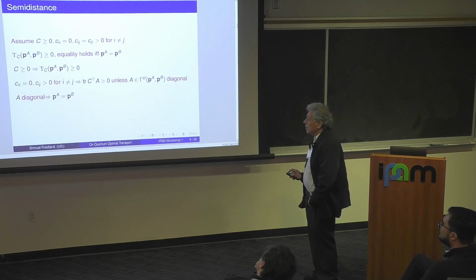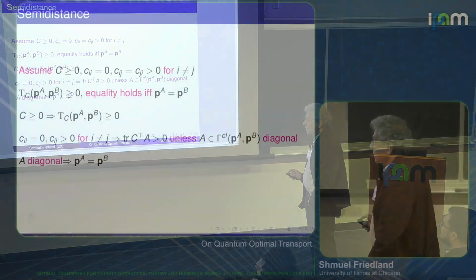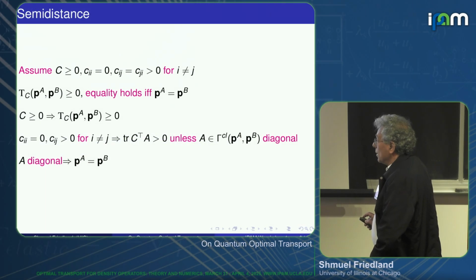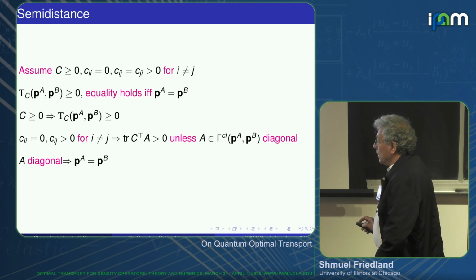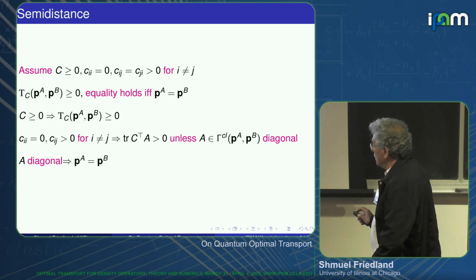Okay, then the semi-distance for C would be just this condition that Cii is 0 and Cij equals Cji, symmetricity and positive. Now then you can show that this TCPA is greater or equal 0, and if equality holds, this would be 0 if and only if PA equals PB. But then you don't demand that it satisfies triangle inequality.